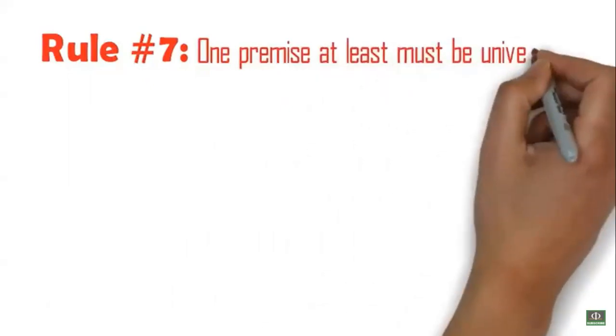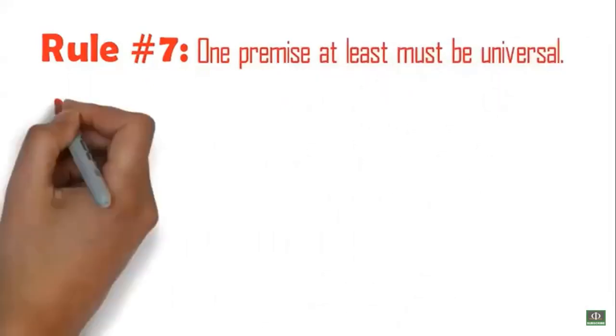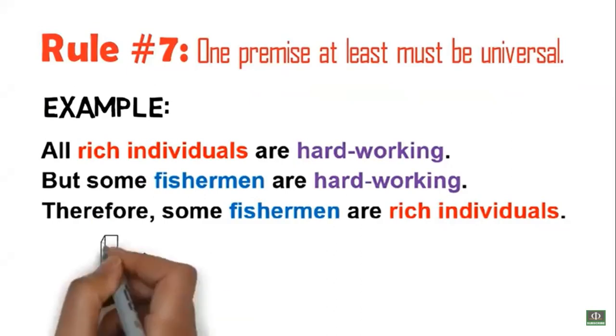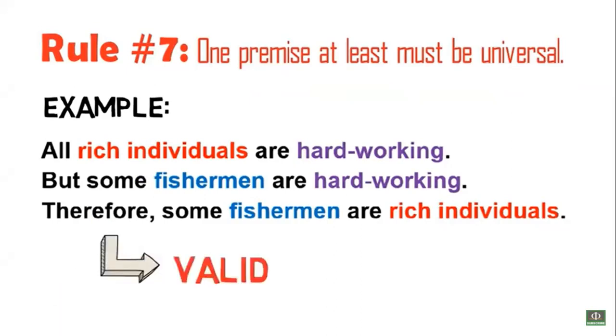Rule number 7 of the 8 rules of syllogism states, one premise at least must be universal. Example, all rich individuals are hardworking, but some fishermen are hardworking. Therefore, some fishermen are rich individuals. This syllogism is valid in the context of rule number 7 because it qualifies the rule. As we can see, the first premise is universal.